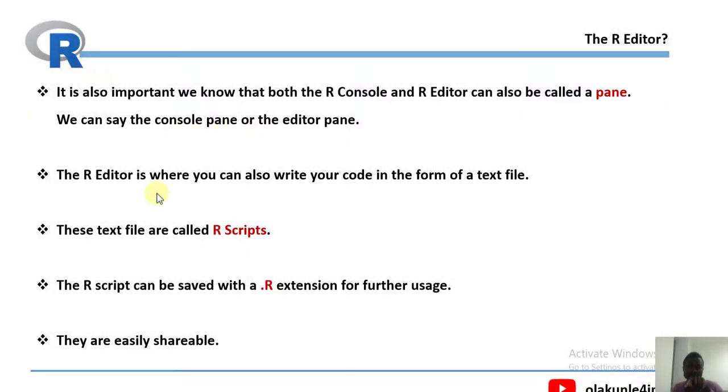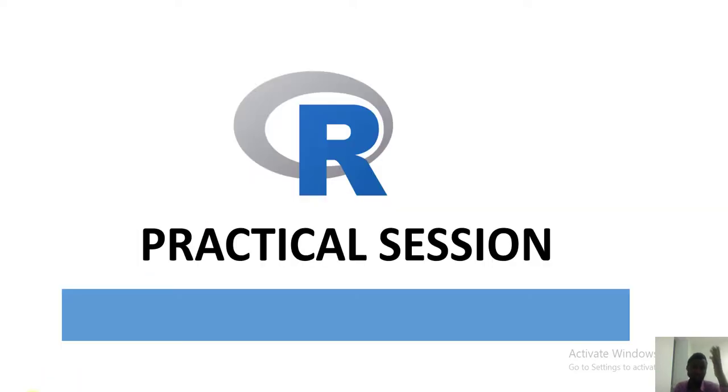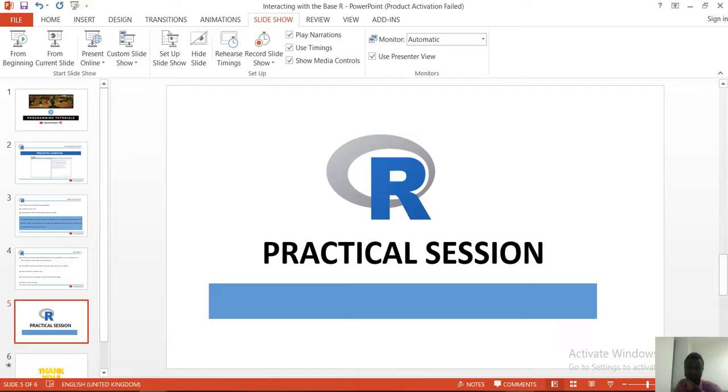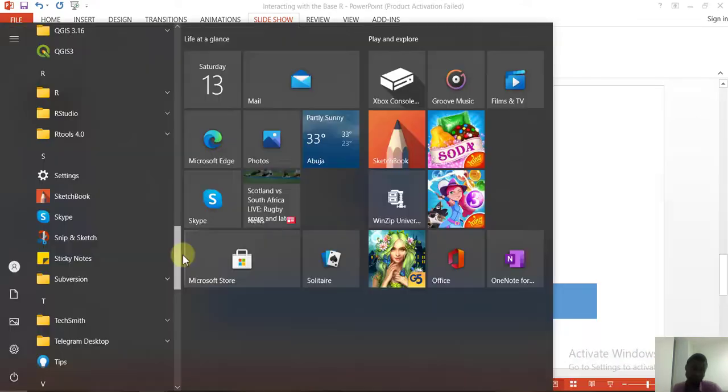The R editor is where you can also write your code in the form of a text file. We have seen that in the previous slide on the methods in which you can interact with R. So these text files are called R scripts. The R script can be saved with a .r extension for further usage, and they are easily shareable. So we would look at some practical sections to clearly understand the theoretical part we've done, and then we would call it a day.